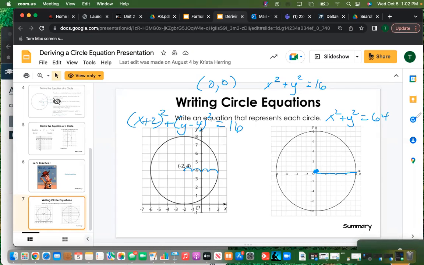Yep. Okay, yes. Say again. Because 4 squared is gonna give me 16. So it's 1, 2, 3, 4, and 4 squared is 16. Does that make sense? Do you want to do another one? No? You sure? Okay.